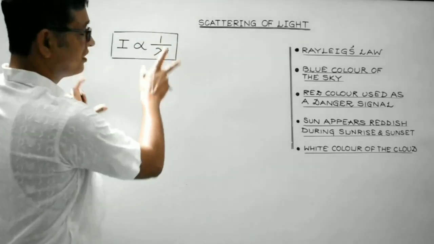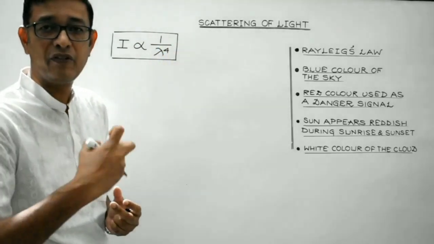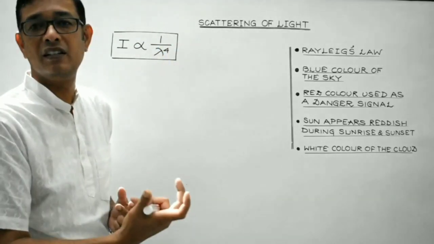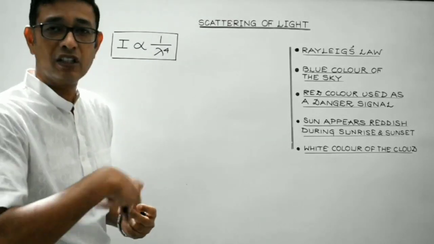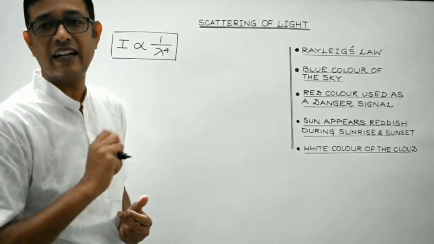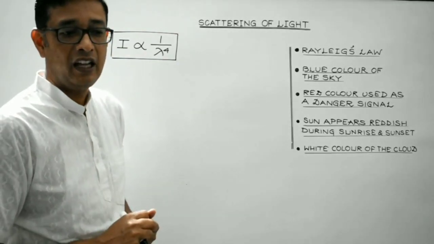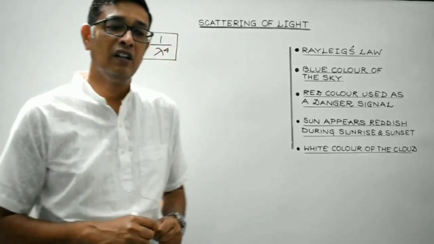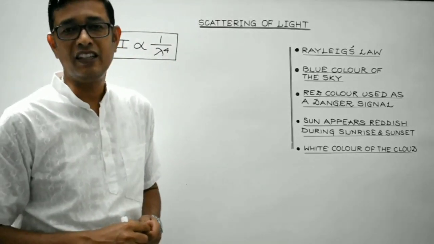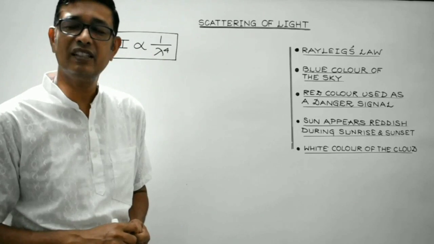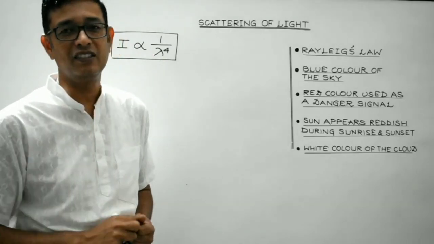So it clearly suggests that the shorter the wavelength, the more will be the scattering of that particular wavelength. And the longer the wavelength, the lesser will be the scattering of that particular light. Right? And I would like to mention that Rayleigh's law of scattering is valid only when the light gets scattered through extremely small particles.